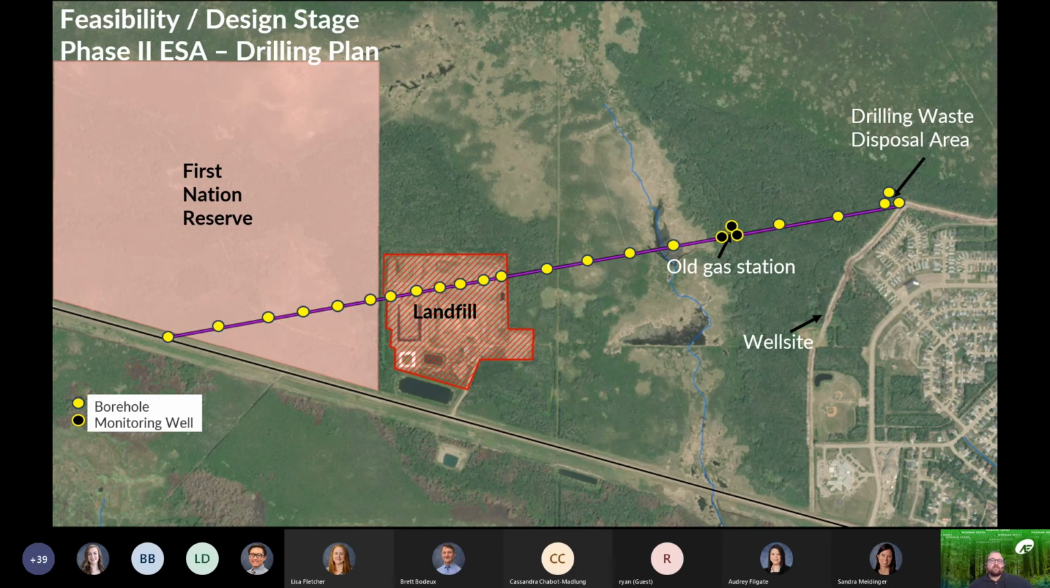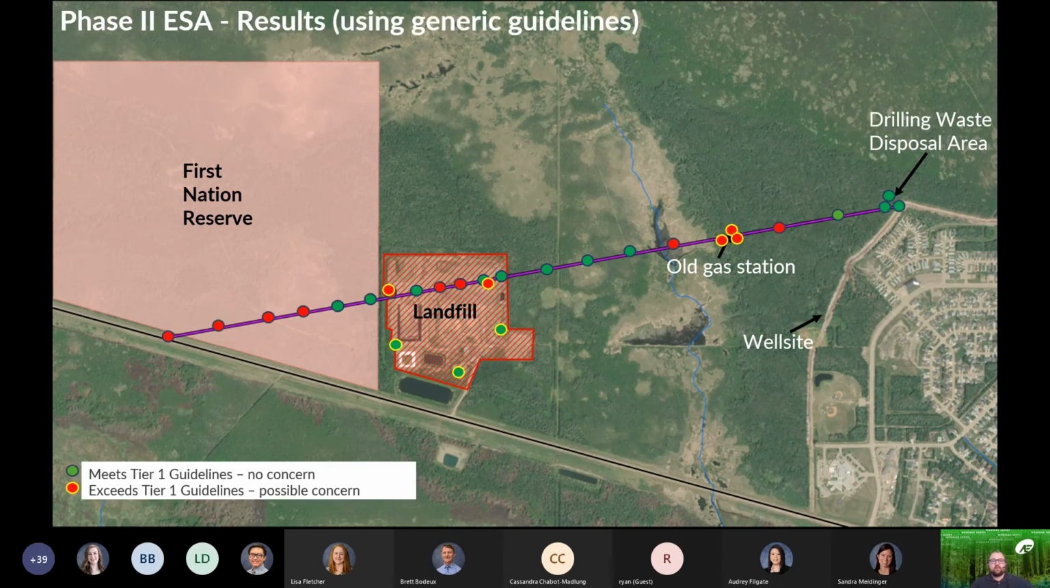So in this case, this Phase 2 ESA will likely require multiple trips to the site for initial drilling, and then the well installs and development, and then follow up groundwater sampling, just depending on the groundwater recharge of the site. If impacts are identified, additional delineation may be needed. And again, the objective of the Phase 2 ESAs is characterization, not delineation. So in this case, we've done the drilling and we've come back and found that there are some exceedances using the generic Tier 1 guidelines.